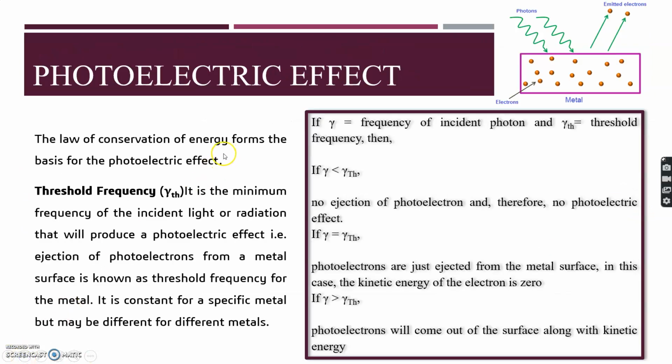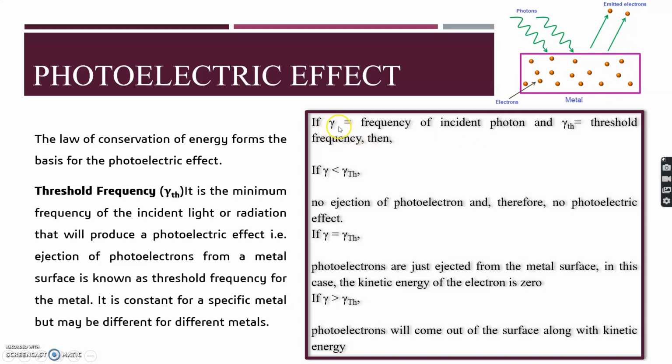What is the photoelectric effect? We know the process of ejection of photoelectrons from the surface of a metal with the help of a frequency which is known as a threshold frequency for that metal is known as the photoelectric effect. What is threshold frequency? It is the minimum frequency of incident light or radiation that will produce the photoelectric effect. So the threshold frequency may be different for different metals.